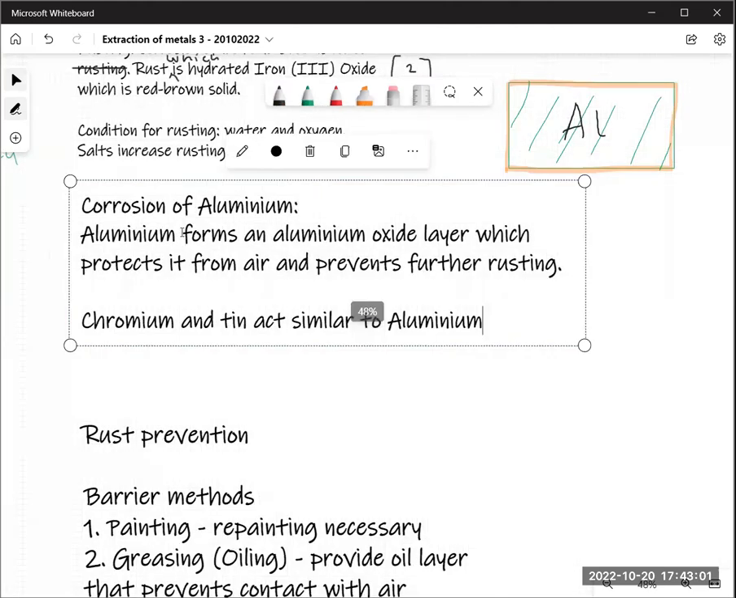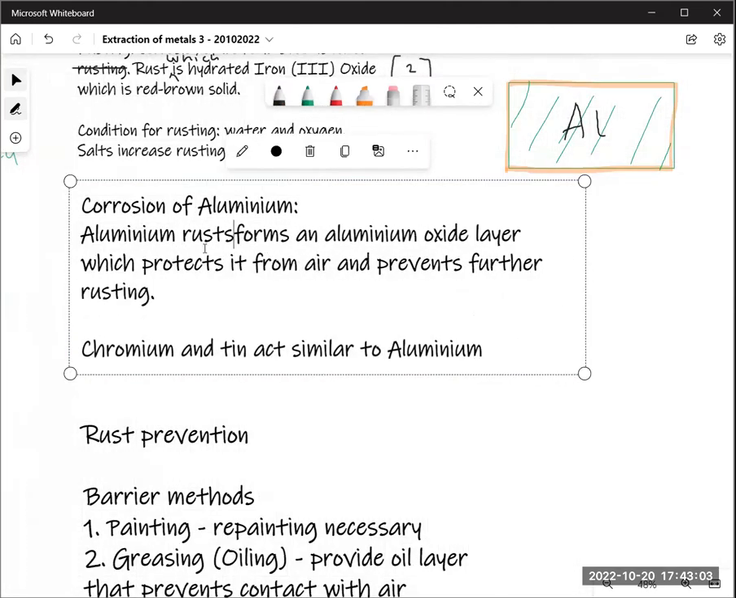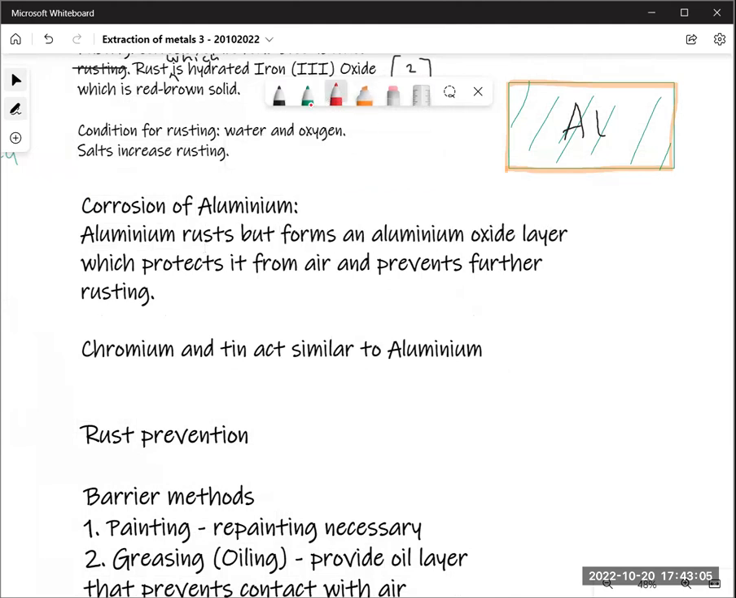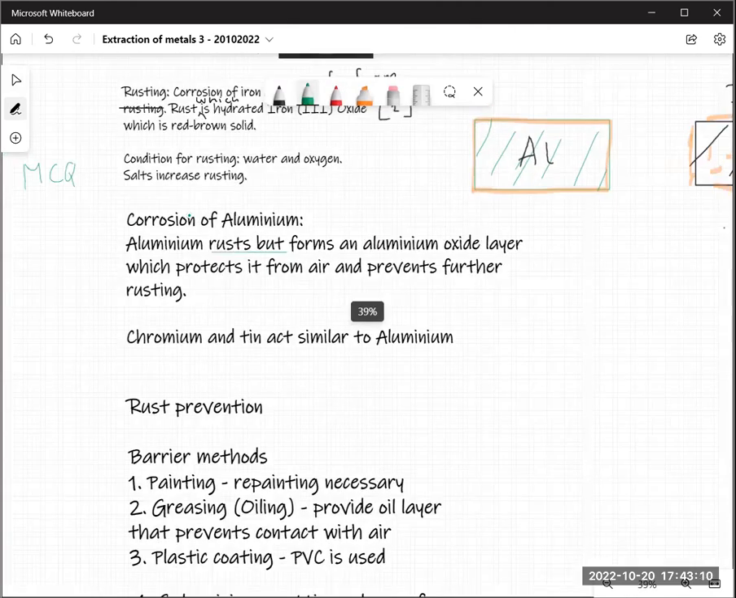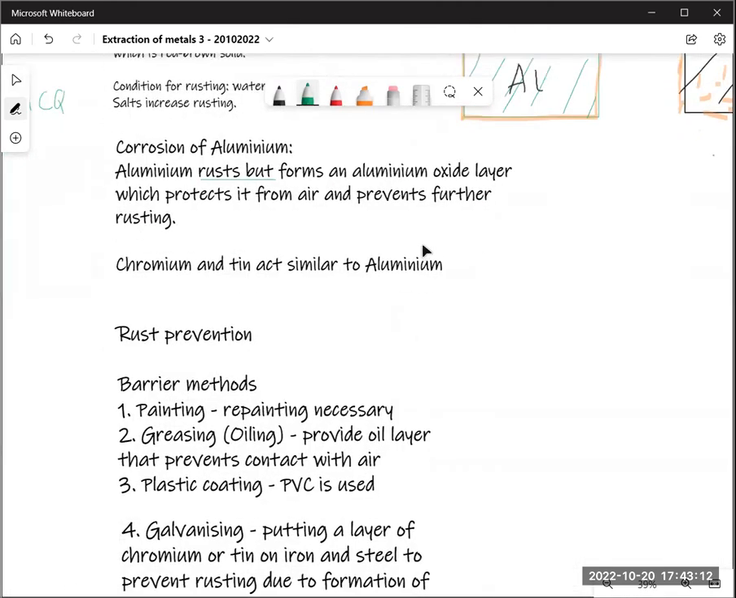Now do just one thing. Add the word here: aluminium rusts, but forms. Add this word right here. And I think that's enough for this. Add aluminium rusts, but forms.